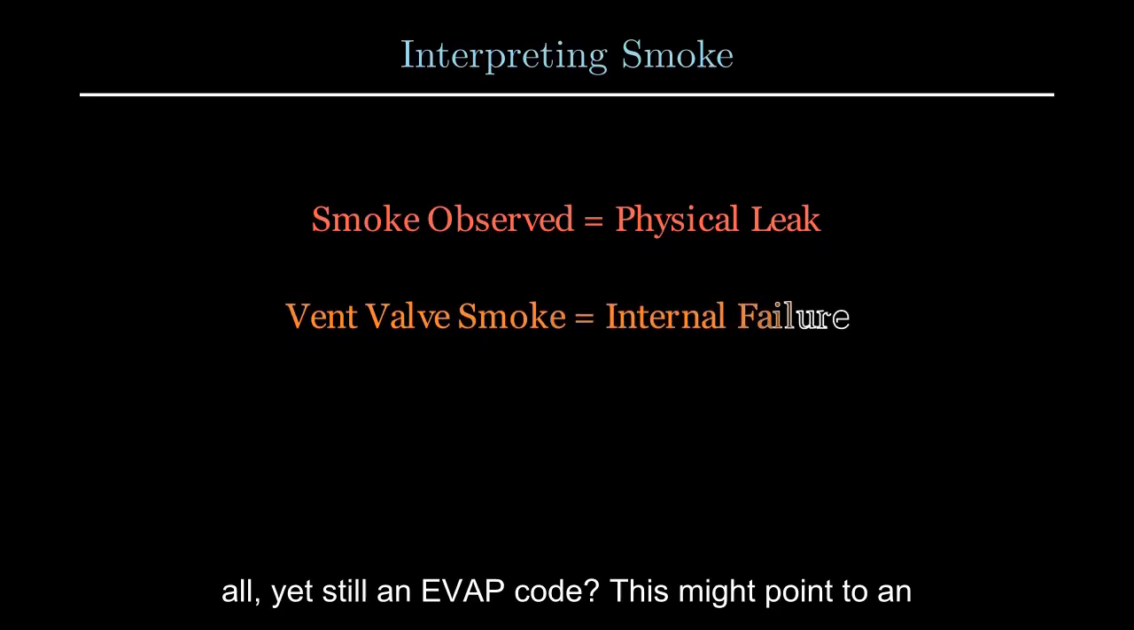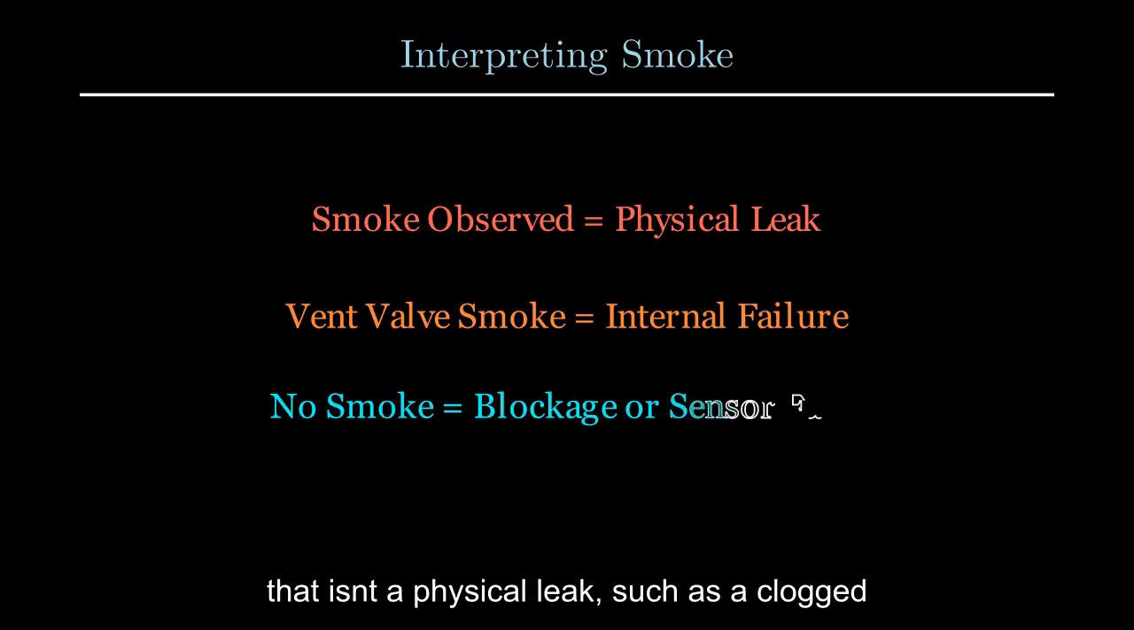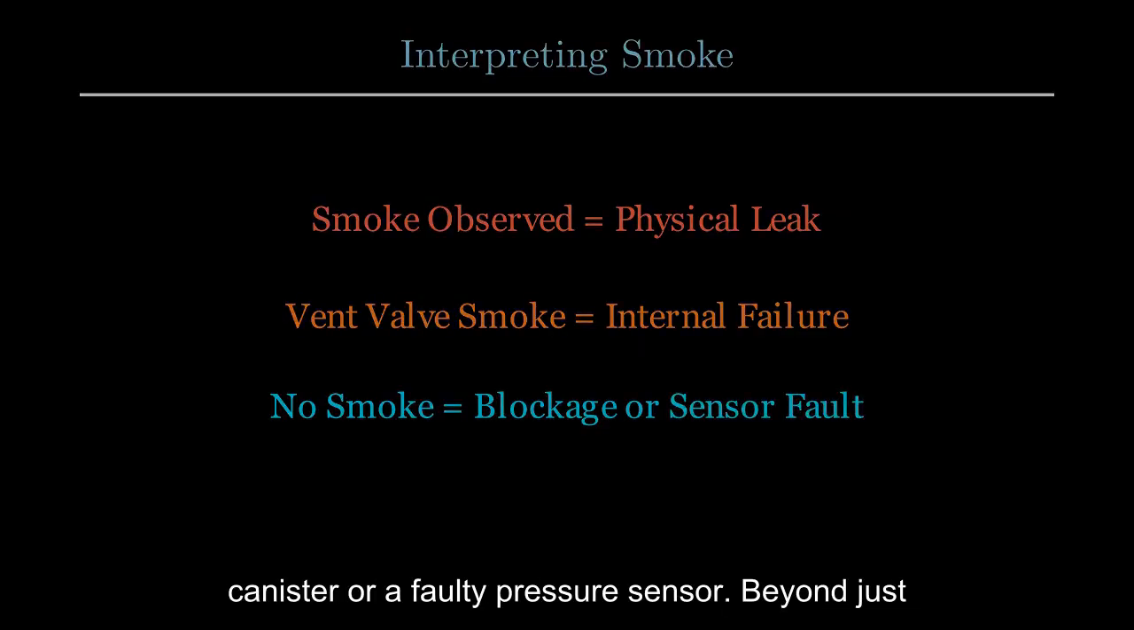No smoke at all, yet still an EVP code? This might point to an intermittent issue, or perhaps a component failure that isn't a physical leak, such as a clogged canister or a faulty pressure sensor. Beyond just general leaks, individual component failures are common.